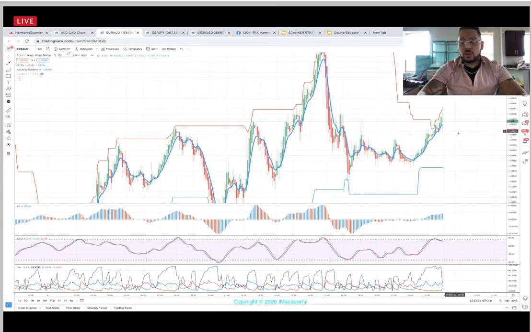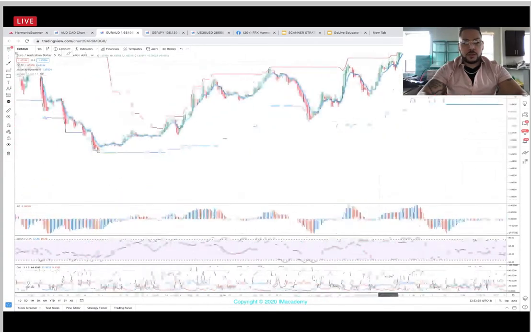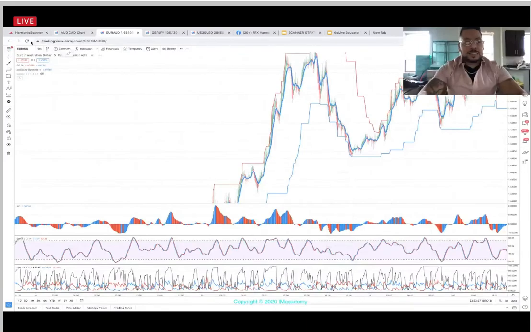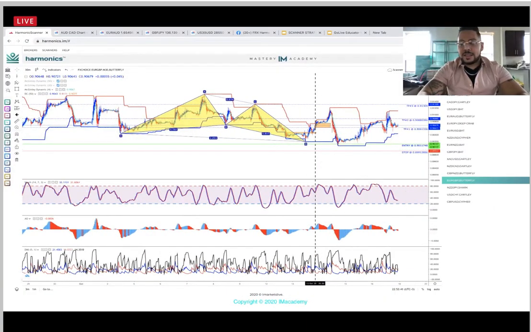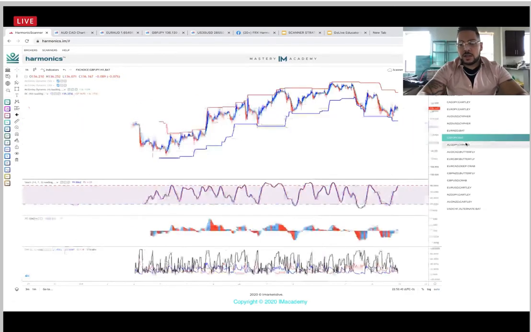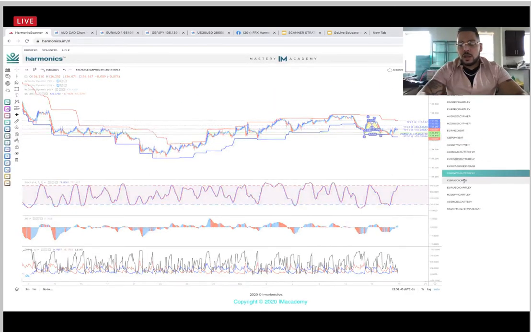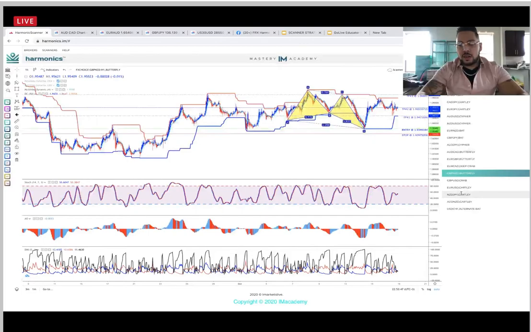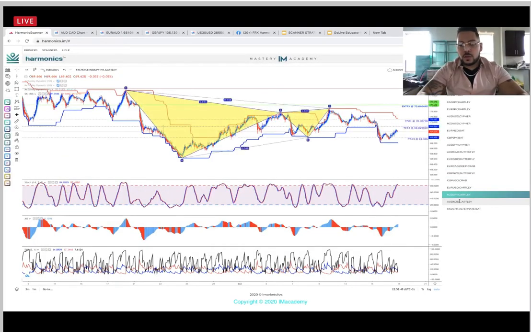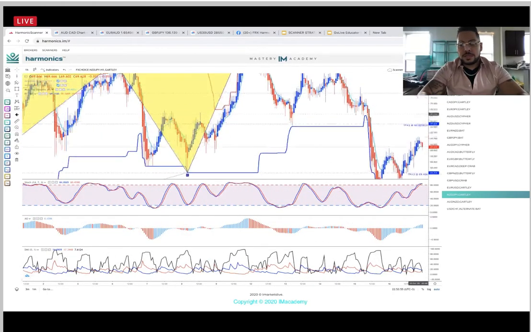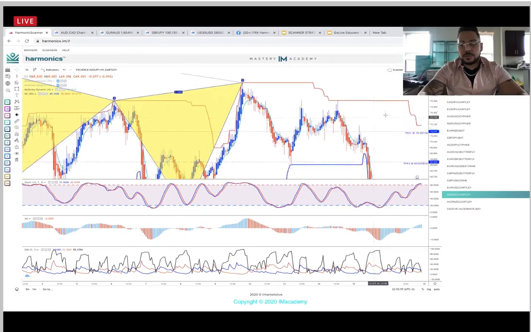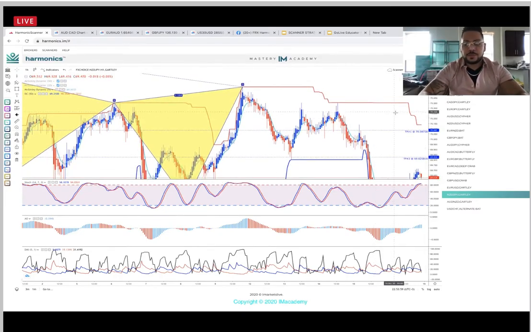Let's remove all these drawings. I'm going to show you guys something over here. Let's just come back to the scanner, and let's come to the 1 hour chart and look for a trade that already made a move. Okay, here. All right. Let's say we use this.